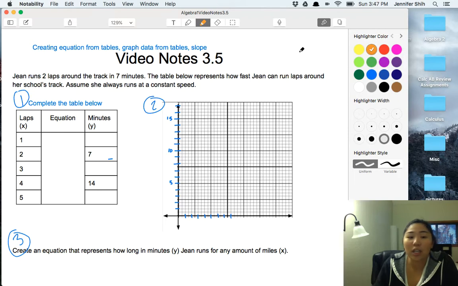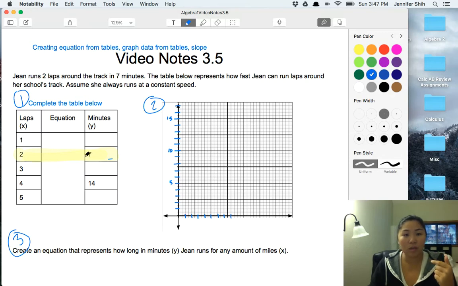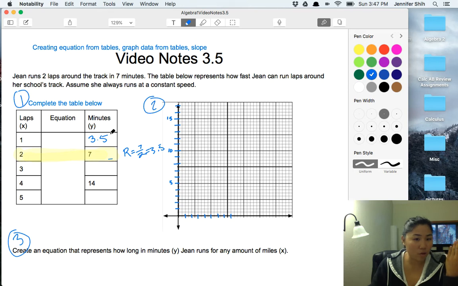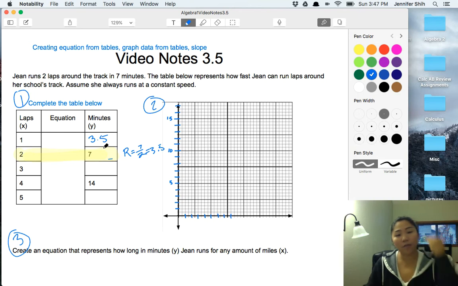Okay, completing the table below. Notice here it takes her 7 minutes to run 2 laps. So if we divide 7 by 2 to go backwards, our constant of proportionality is 7 over 2 or 3.5. So I'm going to write 3.5. You can leave it as 7 over 2 if you want. That means that for every lap she runs, she's going to run it in 3.5 minutes.